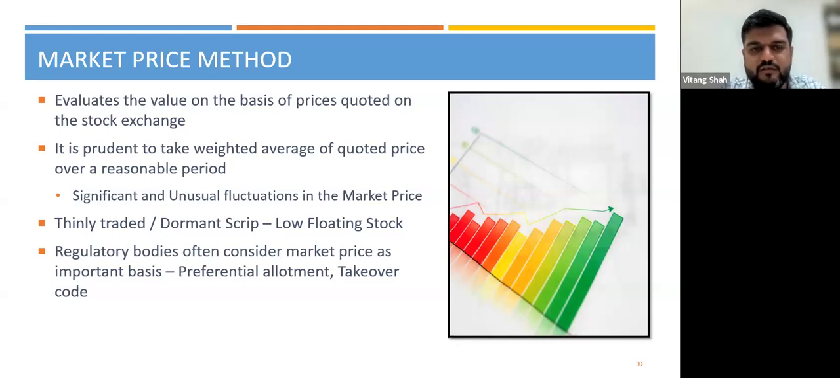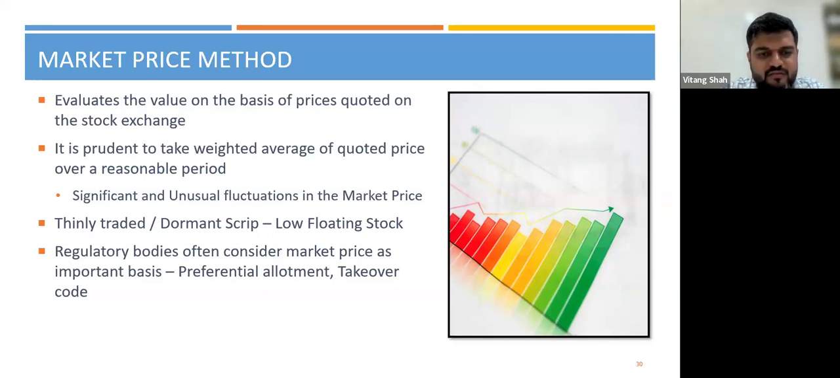So you try to look at the volume weighted average price, which gives more weightage to the value at which the transactions happened wherein the volume was larger. Okay, so that takes away the significant or unusual fluctuations in the market prices. At the same time, there could be some companies wherein there is very low floating stock in the market, so the stocks are very thinly traded, or turn out to be dormant, wherein the volume is very infrequent. So generally, if the volume for a company is less than 10% of the outstanding share capital during an entire year, then those are generally classified as thinly traded companies.